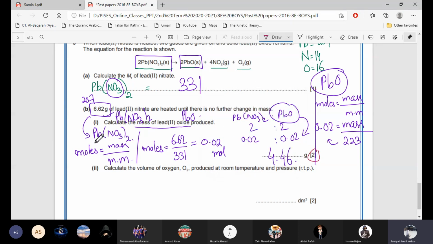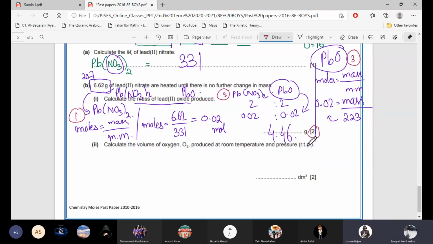This question is of 2 marks. First you have to find out the moles of lead nitrate, because the information about lead nitrate is given to you. Then in part 2 take the ratio of the two things. And then in the third part find out for lead oxide the mass of lead oxide. So in this one question, you have to follow 1, 2, 3 steps.